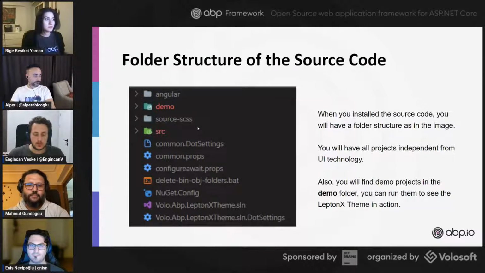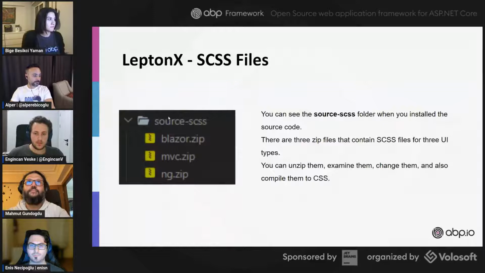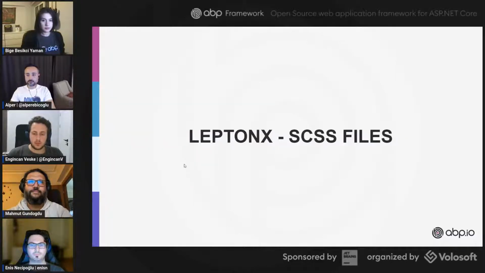In addition to those folders, you will also notice an additional folder named the SCSS folder. This folder contains 3 zip files, and those are our official UI options: Blazor, MVC, and Angular. You can unzip these files, open the folders and examine them, change them, or compile the SCSS files into CSS and add it to your application or customize the existing styles. And at that point, Mahmut will talk about this and more. So we are on you, Mahmut.